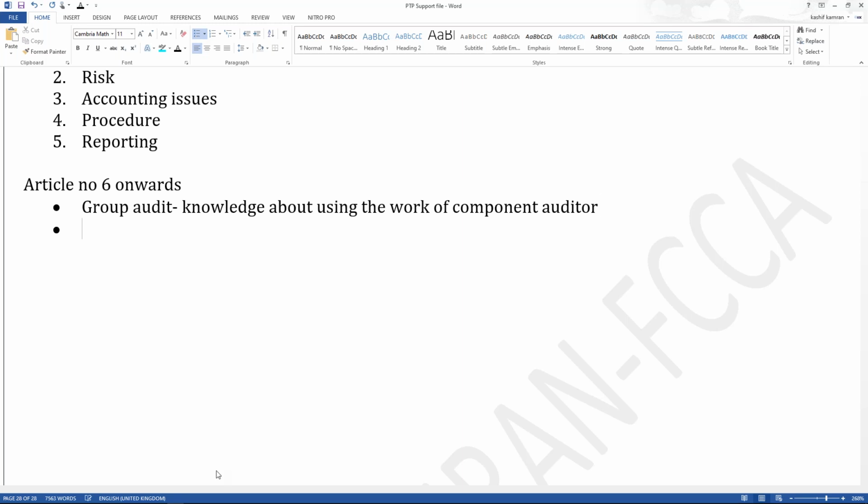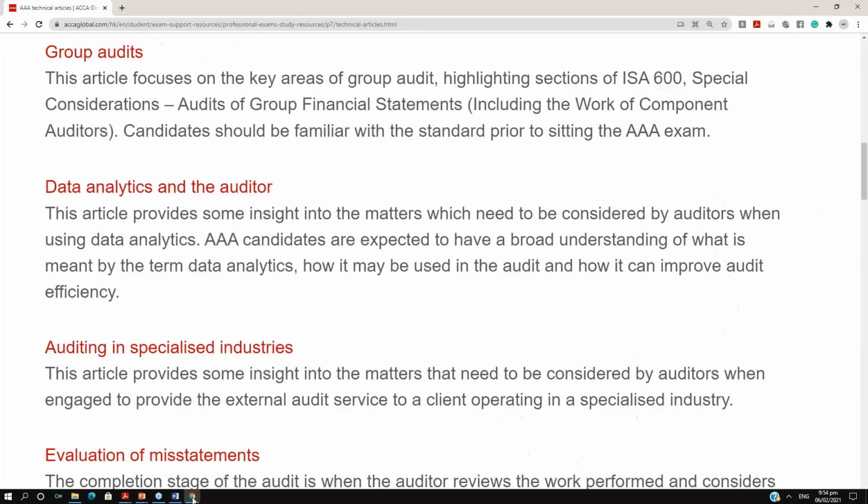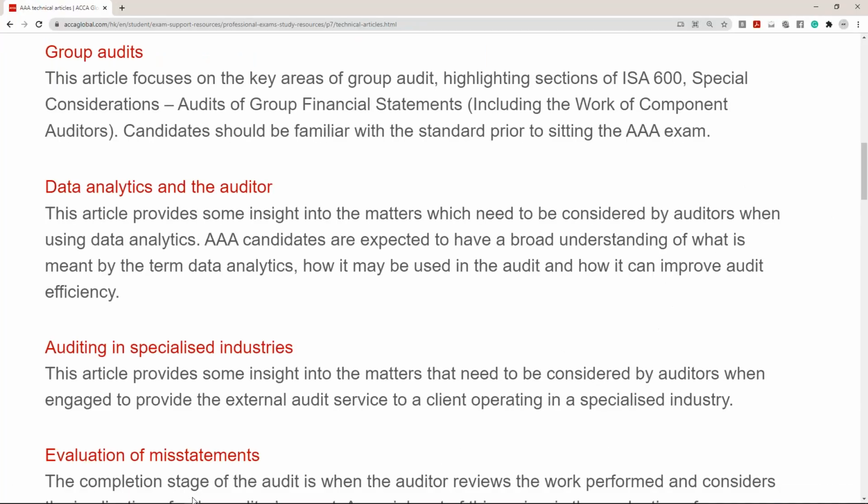Next, the 7th article on the website is data analytics and the auditor. I don't find any need of this for March 21 exams. You should read it, but I should not prioritize it, that you should spend time on. It was tested in the December 20 paper.